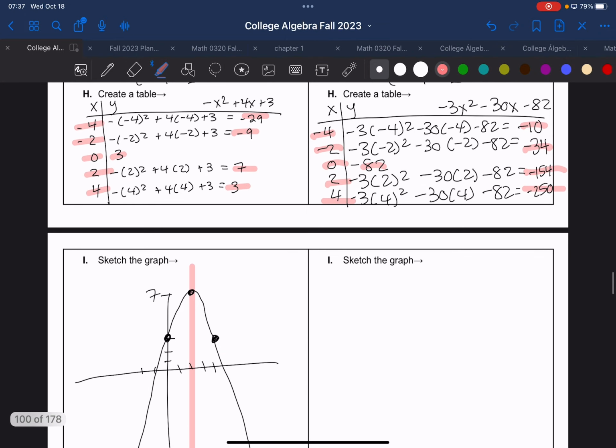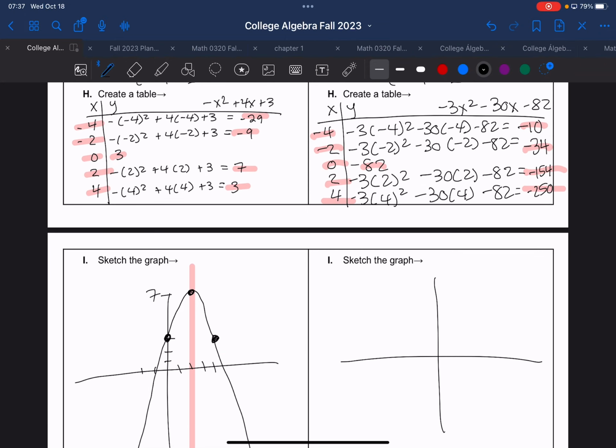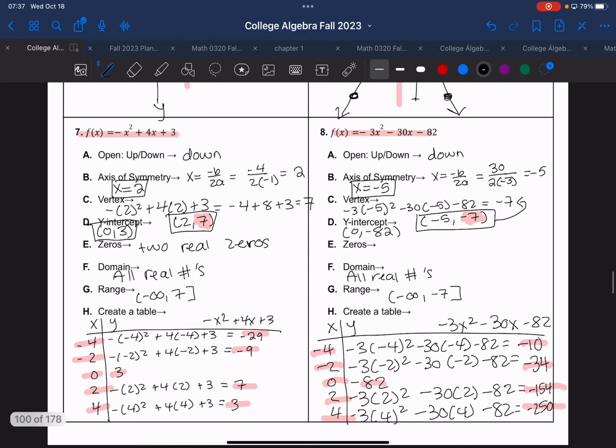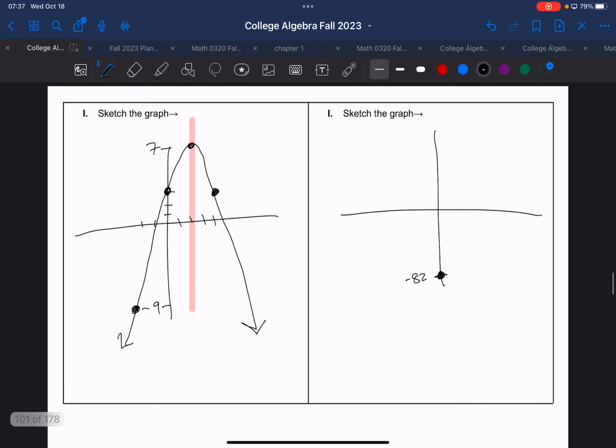And now we're going to start our sketch. So first thing I'm plotting is my y-intercept. However, my y-intercept, well, that's okay. I'll still plot it. So 0, negative 82. Let's say this point is negative 82. So there's my y-intercept. Then I'm going to plot what point? The vertex. And what was our vertex? Negative 5, negative 7. Let's say that is here.